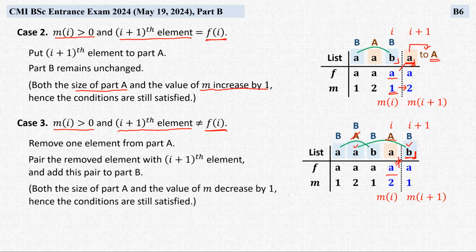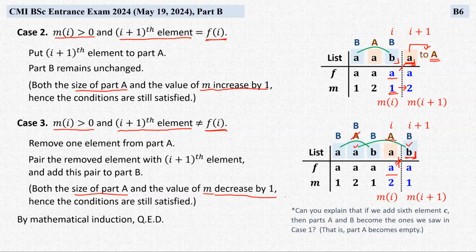Also, in this case, both the size of part A and the value of m decrease by 1, hence the new parts A and B still satisfy the given conditions. So we have examined all possible cases, and this concludes the mathematical induction proof.